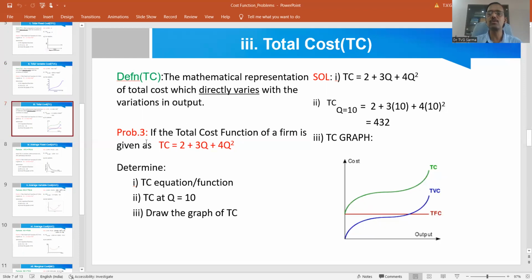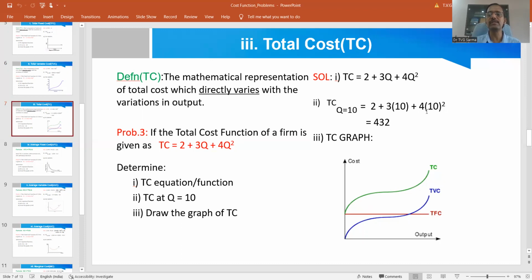This can be understood with the help of, again, a simple numerical problem where the total cost function is given as total cost is equal to 2 plus 3Q plus 4Q square. And we have to find the total cost equation, total cost at Q is equal to 10, and draw the relevant graph. The total cost equation is already given. That is, the total cost function itself is 2 plus 3Q plus 4Q square. And secondly, if we want to find the total cost at Q is equal to 10, it means wherever Q is there, just substitute 10.